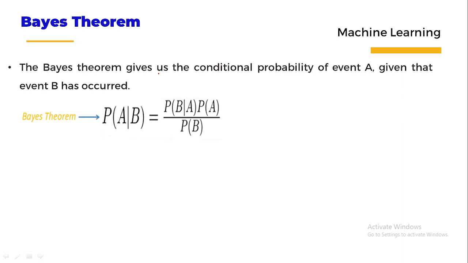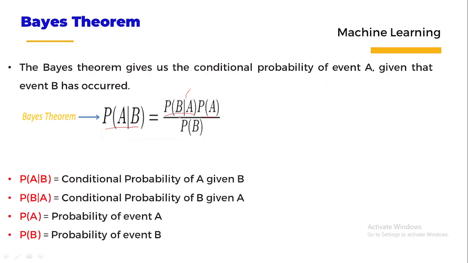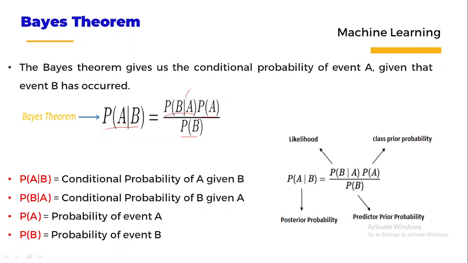Here we want to calculate the probability of A given B. This is called the posterior probability, and probability of B given A is called the likelihood, and probability of A is called the prior probability. And probability of B is called the probability of the event B, that is the marginal probability. So this is the Bayes theorem, and Naïve Bayes works on this particular theorem. Here you can see the terminologies related to the Bayes theorem.